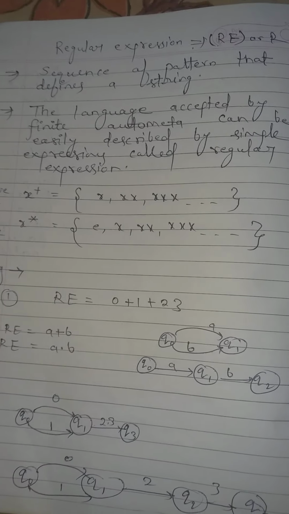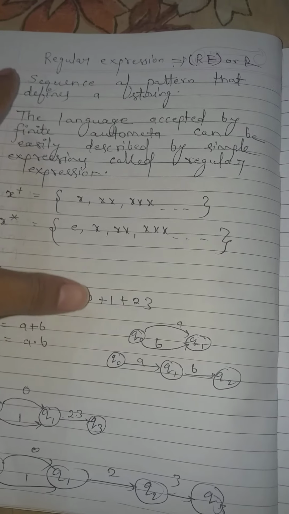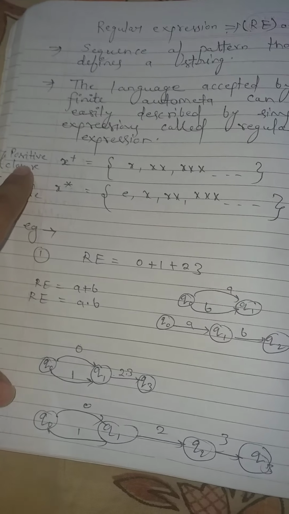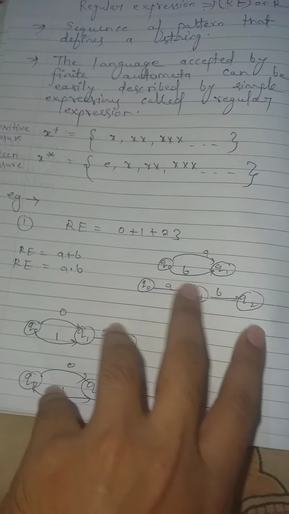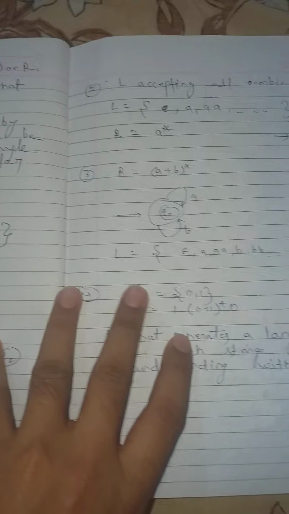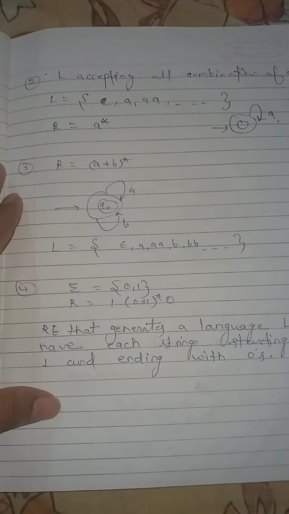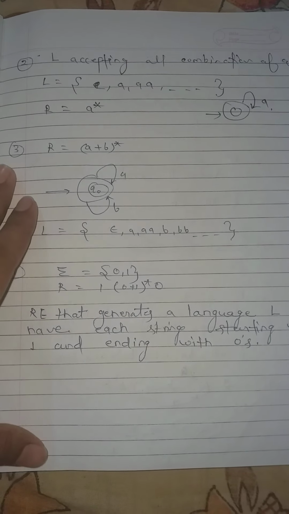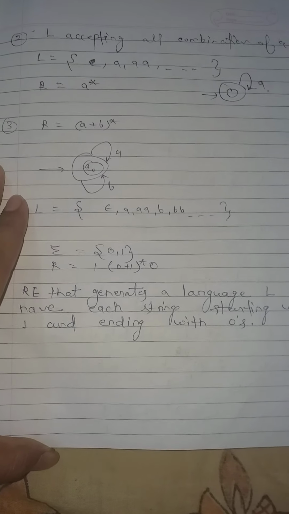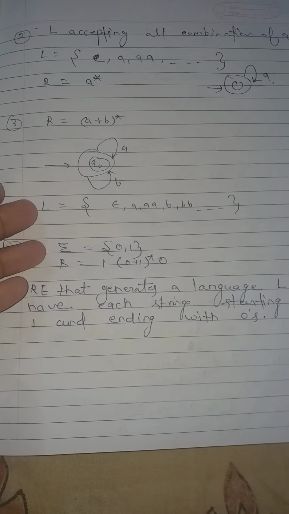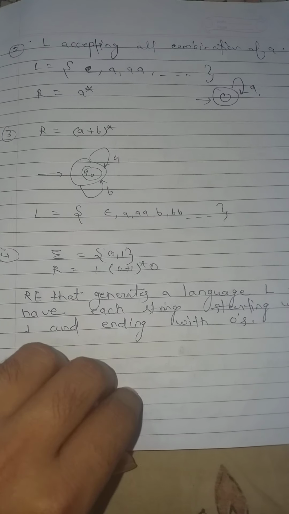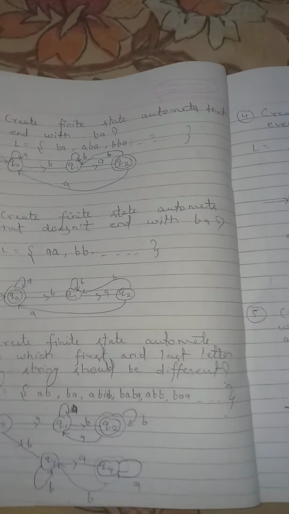In the previous video, we have discussed what is regular expression, what is positive closure, what is Kleene closure, and basics of converting a regular expression into a non-deterministic finite automata. In this video, we will learn some more about regular expressions, like converting regular expression into automata and writing its language and many more things. So let's start without wasting much time.